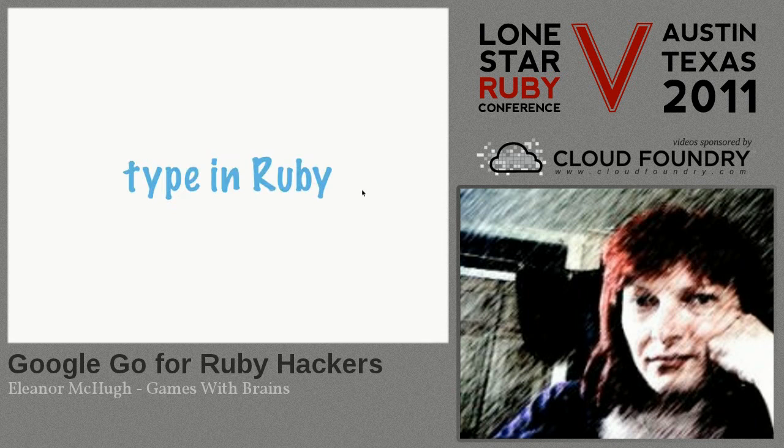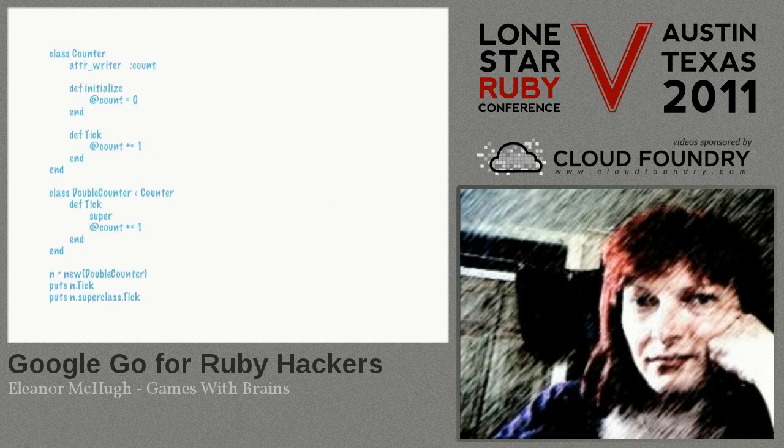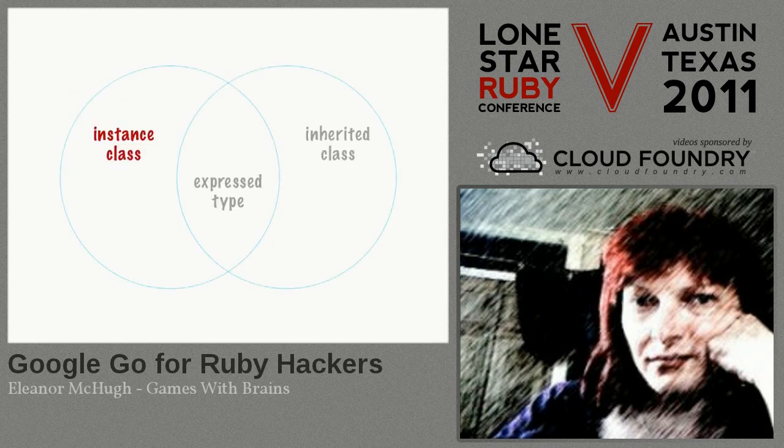Now I'm going to start off by explaining very badly and inaccurately how type works in Ruby, because to really understand why Go and Ruby are quite similar languages, you have to understand a little bit about type systems. This isn't going to be mathematical, and I'm going to use code, and I've got some diagrams, and the diagrams hopefully make sense. So this is a simple bit of Ruby. We've got a class for a counter. We've got a class that inherits from it called double counter, and then there's an example of using it down below. So in general, in a Ruby program, you will have an instance class. That's the class that actually describes the instance of an object you're playing with.